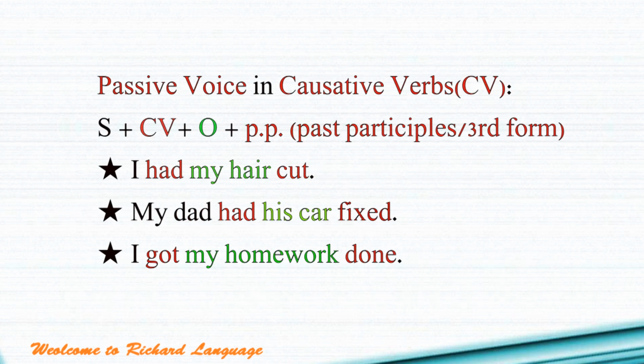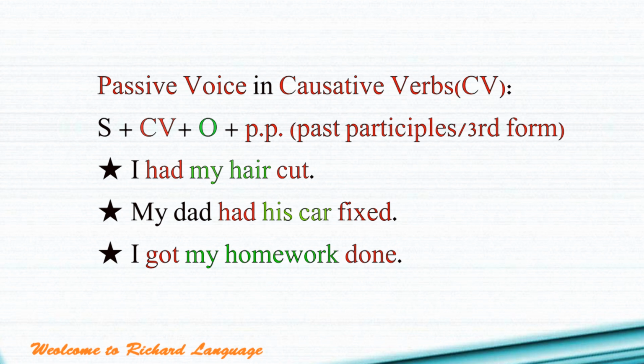Then let's see the passive voice in causative verbs. Remember, in this kind of sentence pattern, we don't use the verb root. We use the PP here, the past participle. Because for this object, the action is passive, we don't use the active voice anymore. We use PP here. We don't use VR here. So just pay attention to it.